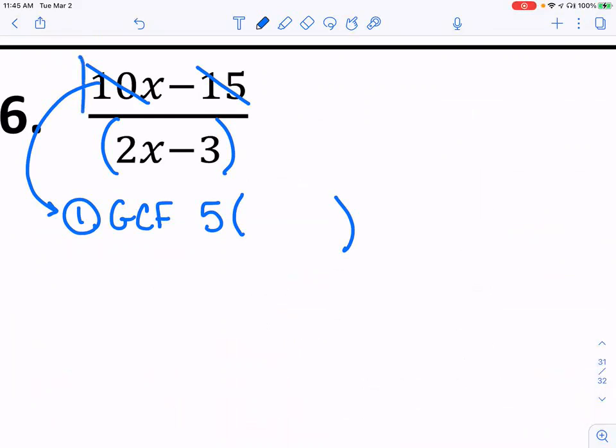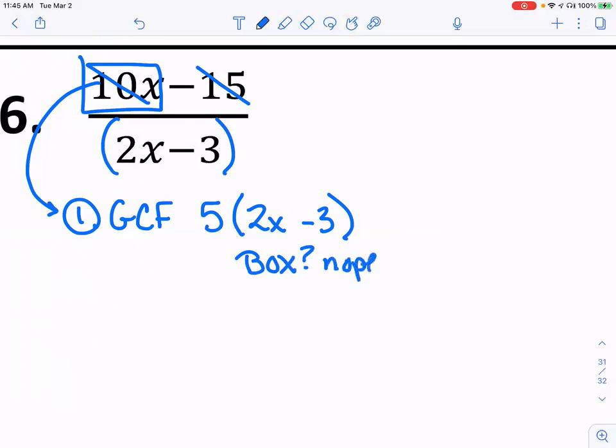When you divide 10x by 5, what do you get? 2x minus 3. Yeah, in your head you almost did a little bit of subtraction instead, but that's good. You got it. Can I do the box? Nope. Very good. Your final answer is 5. That is correct.